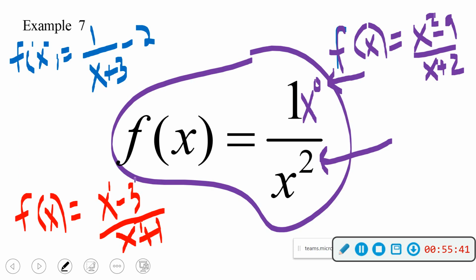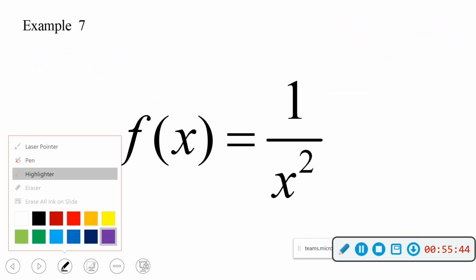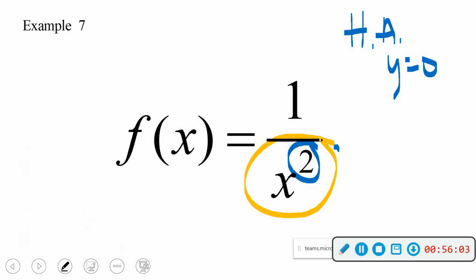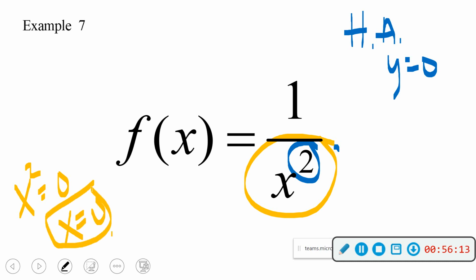So let's look at this problem and let's make a few predictions. When the degree on the bottom is greater, there will always be a horizontal asymptote at y equals 0. That will always exist for any problem. Now just like every problem we've done, we can figure out the vertical asymptote. If I set this equal to 0 and I ask myself, what is the only number I can square? The only number I can take times itself and still get 0 is 0. This is the vertical asymptote. This is the horizontal asymptote.